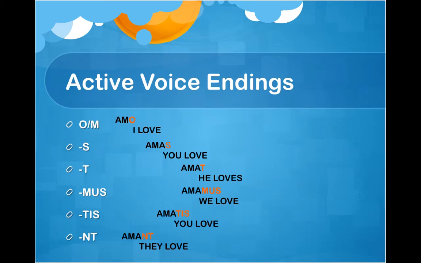If we see O or M, S, T, MUS, TIS, or NT on a verb in a sentence, we know that the verb is active and the sentence is in the active voice, which means that the subject will be performing the action.